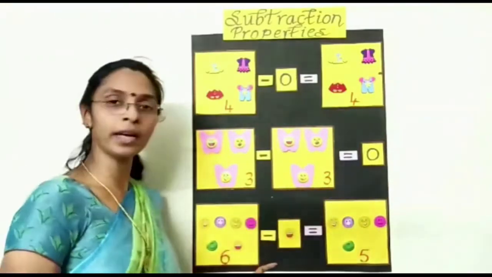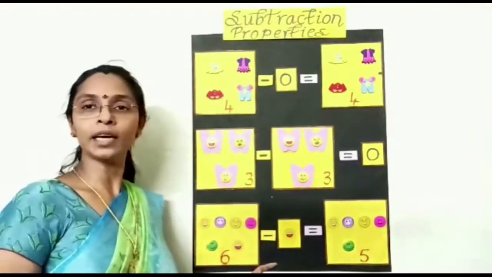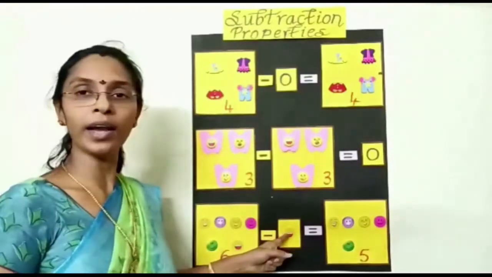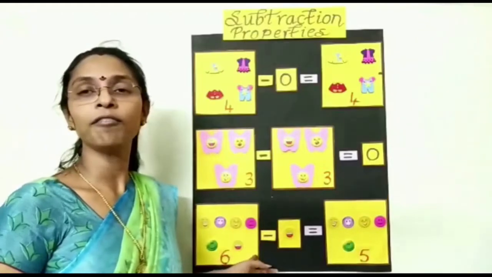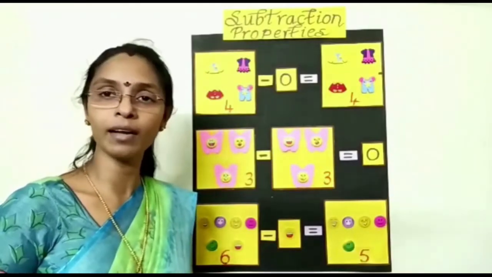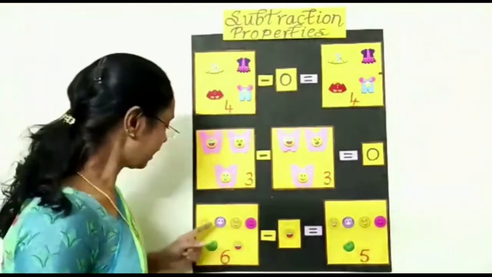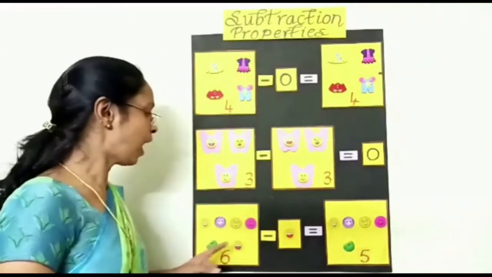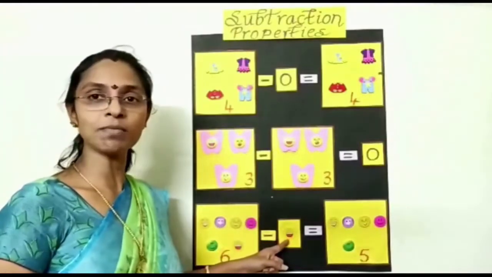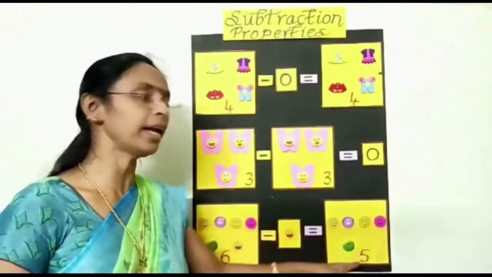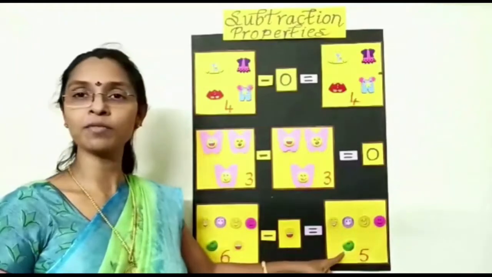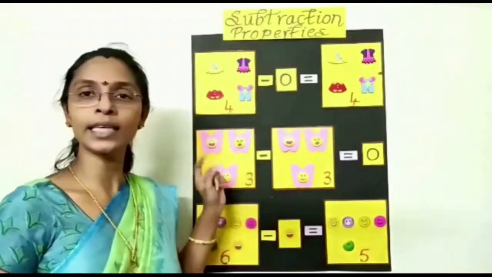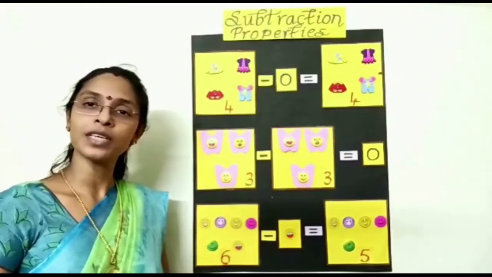See the third property. In the third property, we have seen that when we subtract 1 from a given number, we get the predecessor of that number. Here, there are 6 smileys. Now, I subtracted 1 smiley. And how many were remaining? Yes, 5 smileys were remaining. Understood, children? These are the 3 properties of subtraction.